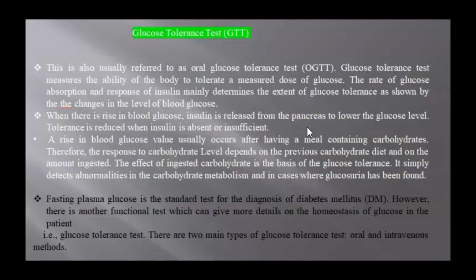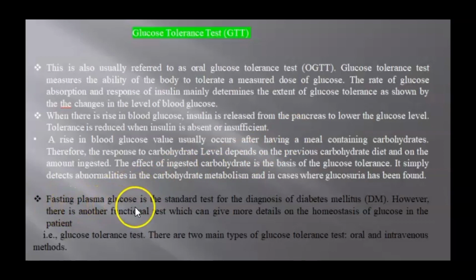When a meal of carbohydrate has been ingested, or any other source of carbohydrate food has been eaten, there will be high blood glucose in the bloodstream. Now the tolerance is: how is the body able to tolerate the amount of glucose that is ingested? That is what we'll be talking about.